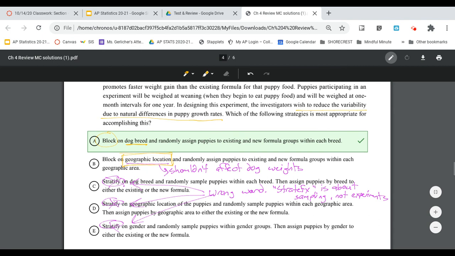And then C, D, and E are all talking about stratifying, and that's the wrong word. Stratifying is about sampling and is just a different strategy within sampling of making sure you're getting a little bit from each of some categories. It's not about experiments, and it's not blocking. It's not the same as blocking.